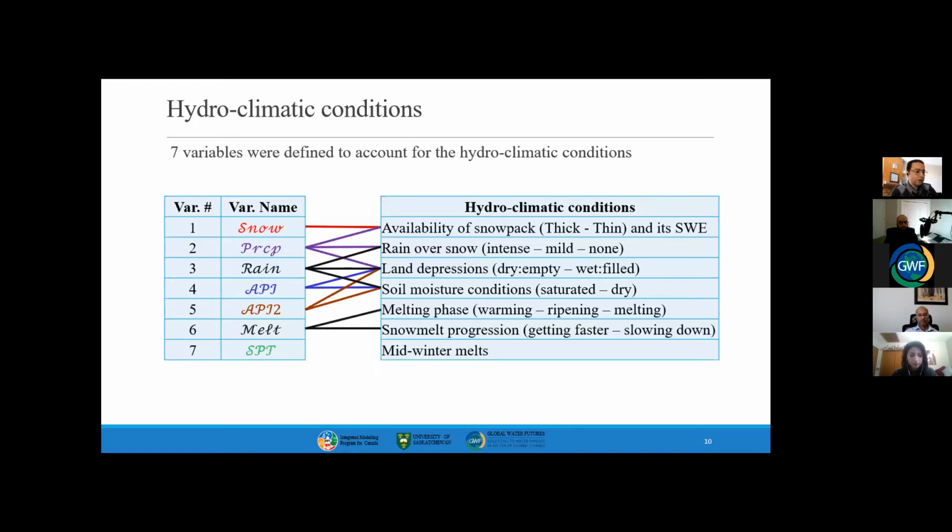The melt here also accounts for the snow melt progression and the melting phases. And the last variable is called SPT, abbreviated from snowpack temperature, and it just accounts for how cold the winter was. And that could refer to the presence of any midwinter melts, which would influence the availability of snowpack.